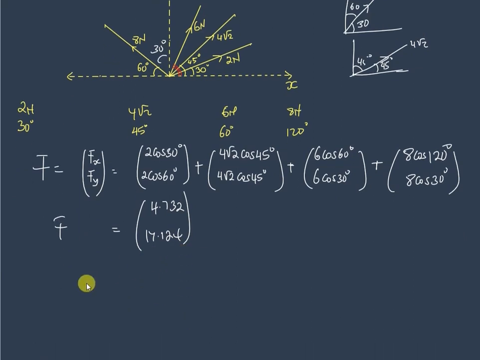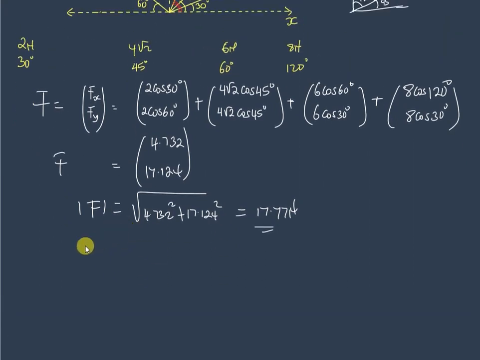And if you are to get the value of F, we are going to say that F itself, the magnitude of F, is the square root of 4.732 squared plus 17.124 squared, which is going to get us 17.77 newtons.